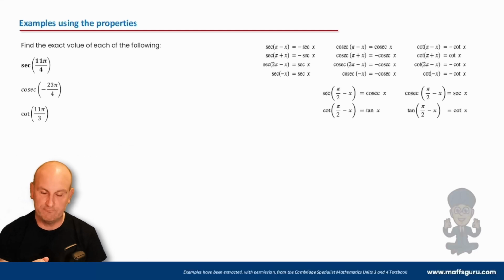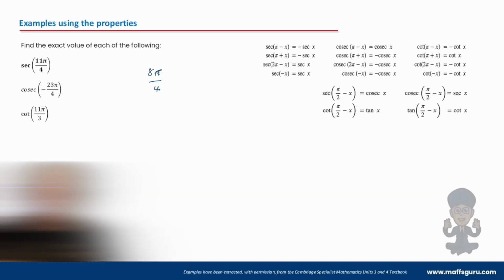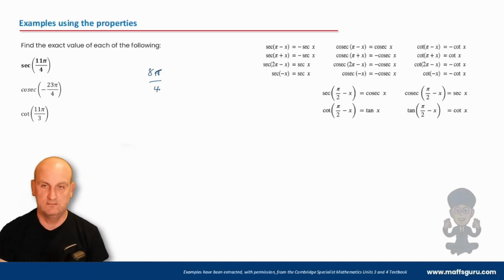Because at the moment, that 11 pi on 4 doesn't fit between 0 and 2 pi. Now, if I look at the idea of 2 pi's, because sec has got part of cos, I'm looking in terms of 2 pi. Well, if I divide that by 4, that gives me 8 pi on 4. I'm looking at multiples of 8. So 8 to 11 is 3 pi on 4.